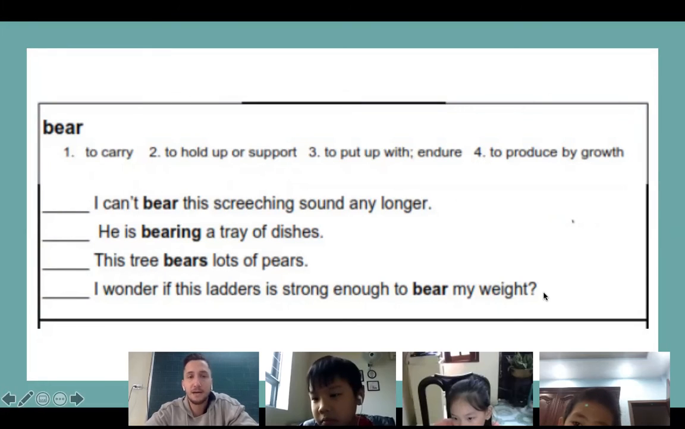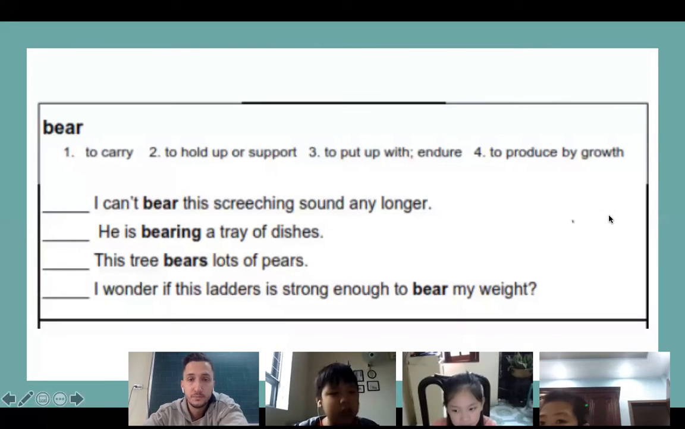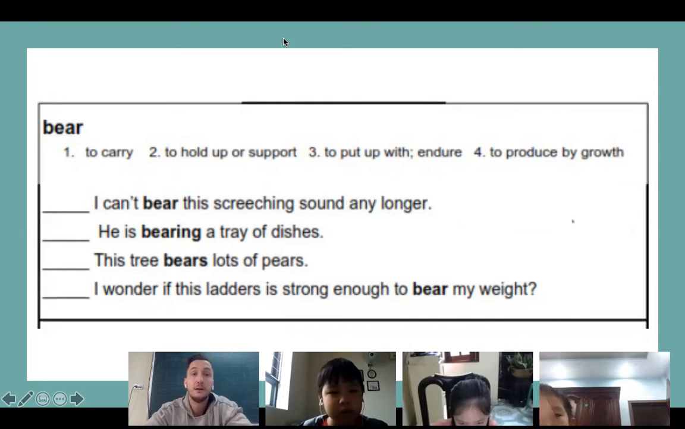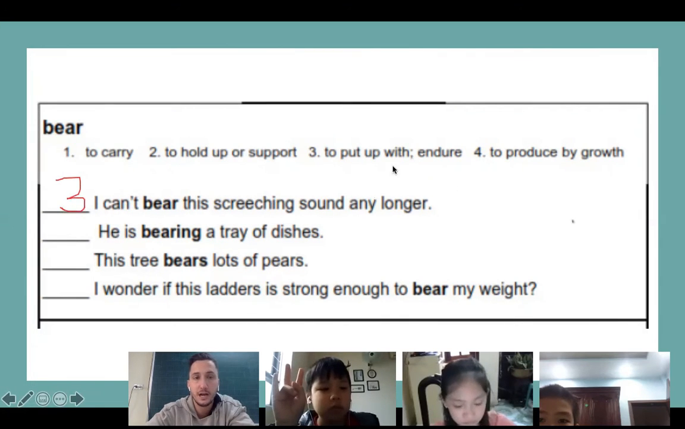So when it says I can't bear the screeching sound any longer, is it going to say, oh, look at that. Thank you very much for participating. I think it would be 3. Would be 3. And guess what? You are 100% correct. So the correct definition with that is to put up with or endure. So that's what that one is. And we're going to say that this is number 3. And you are correct. All right, so number 3, very well done.